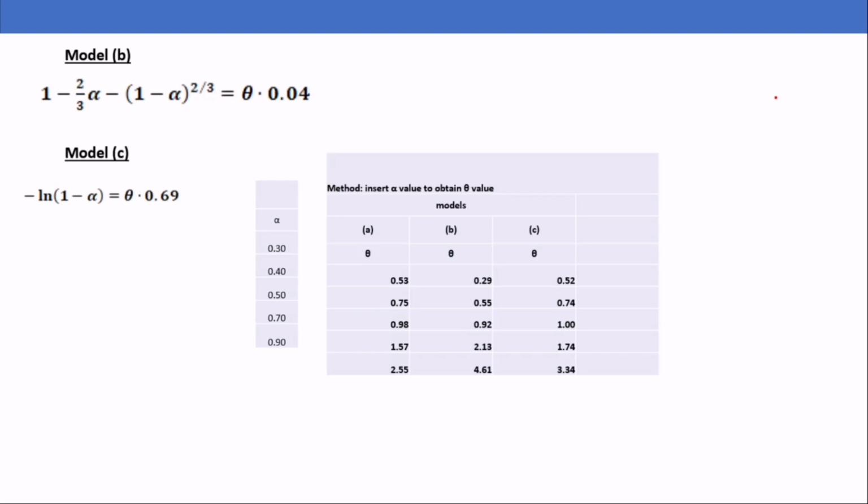Now, after getting the value, what you do is plot a graph. You plot alpha against each of the theta of the model. You take the first model and plot alpha against it to get a curve. You take alpha against the second model to also get a curve. And you take alpha against the third model, and you get a curve. Alpha is the y-axis and the x-axis is theta. Note, theta is t over t 0.5.